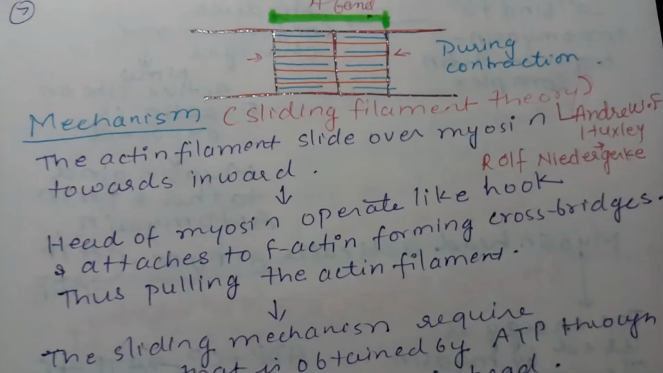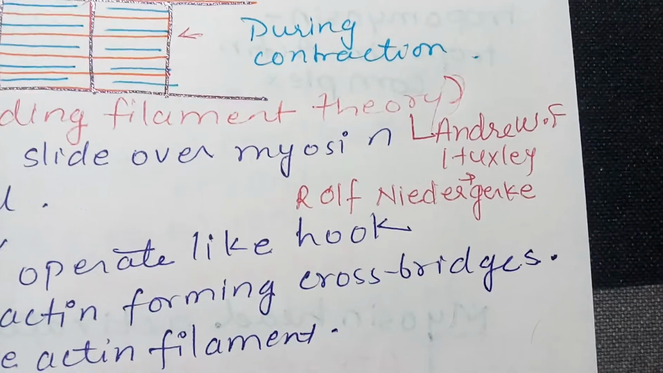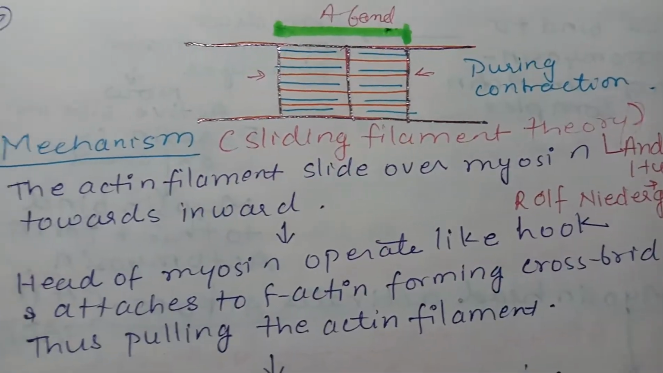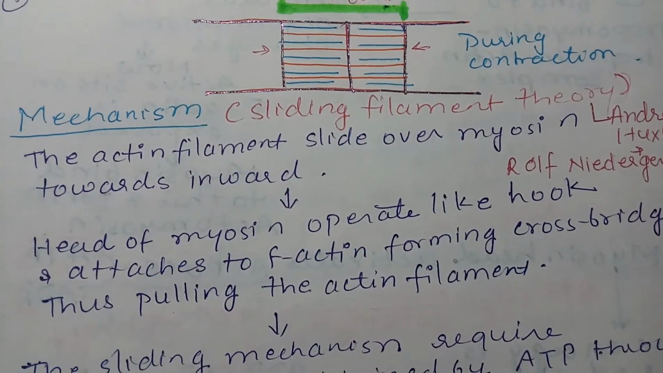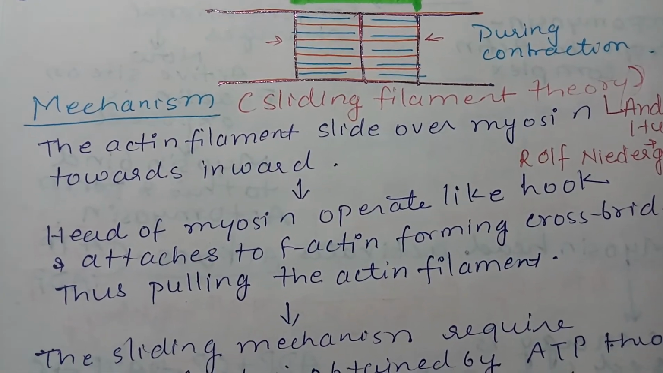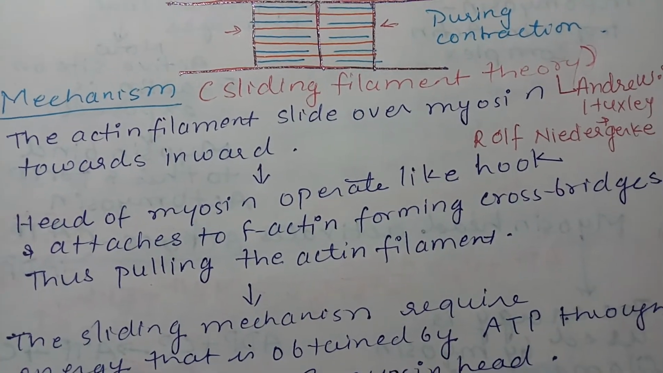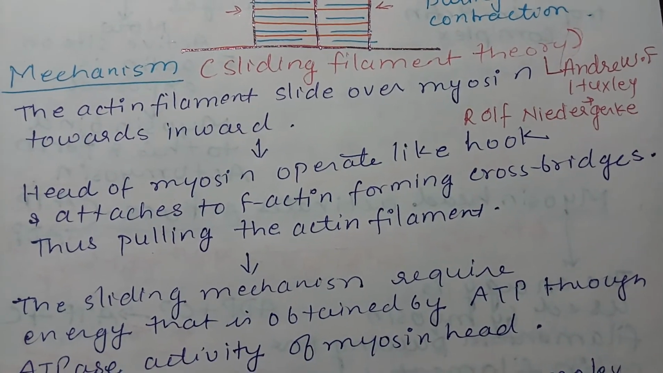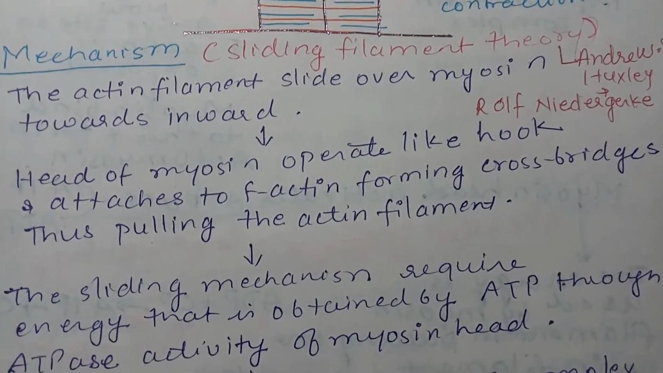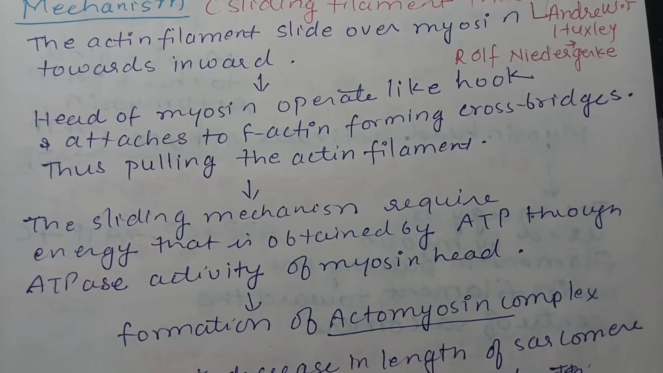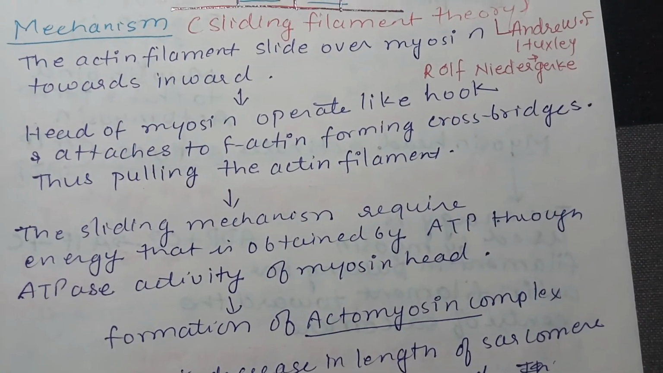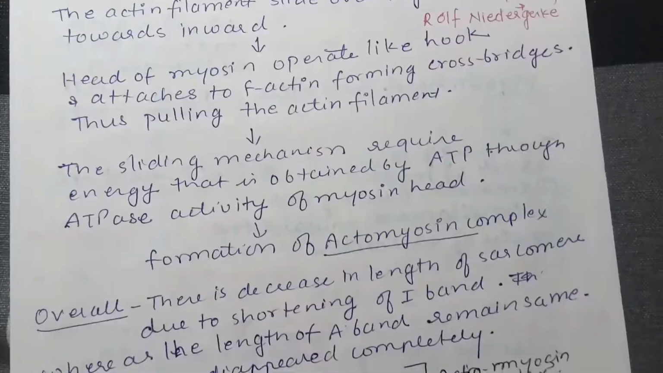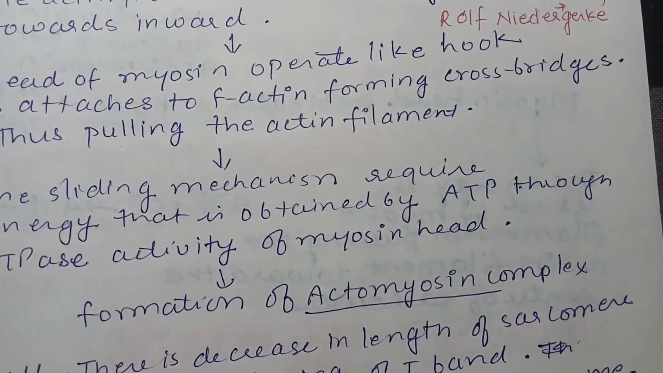The sliding mechanism was given by Andrew F. Huxley and Rolf Niedergerke. The actin filament slides over myosin toward the inward side. The head of the myosin operates like a hook and attaches to F-actin, forming cross bridges, thus pulling the actin filament inside. The sliding mechanism requires energy that is obtained from ATP through the ATPase activity of the myosin head. Formation of the actomyosin complex occurs.